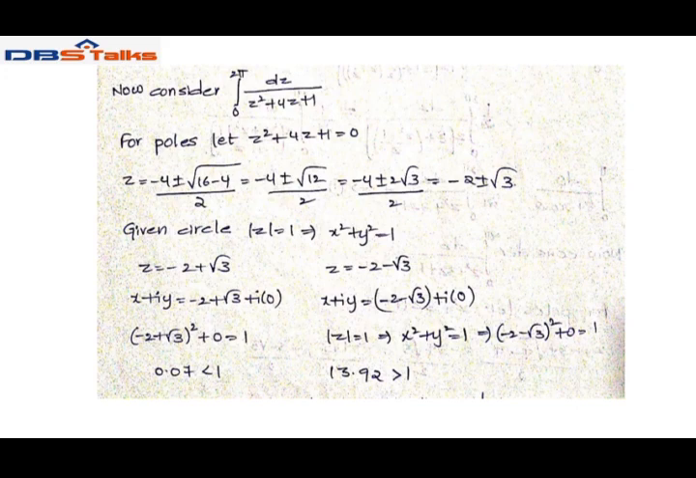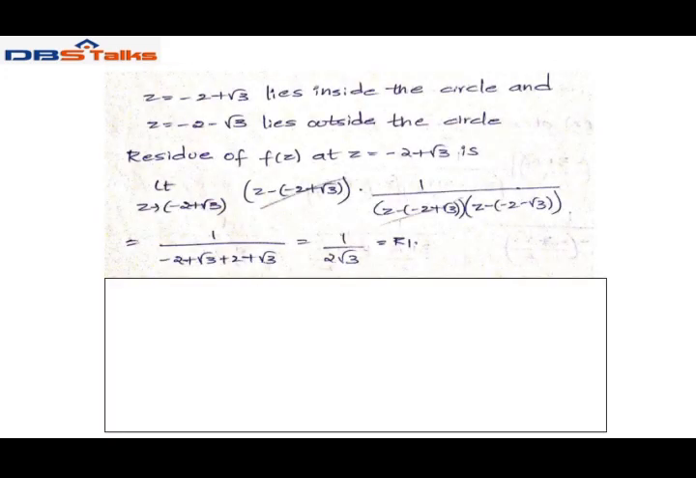So the pole minus 2 plus root 3 is inside the circle. The second pole is z equal to minus 2 minus root 3, and comparing real and imaginary parts, we get x is minus 2 minus root 3 and y is 0. Substituting these values in the circle equation, we get a value greater than 1. So the second pole, minus 2 minus root 3, is outside the circle. So the first pole lies inside the circle and the second pole lies outside the circle.